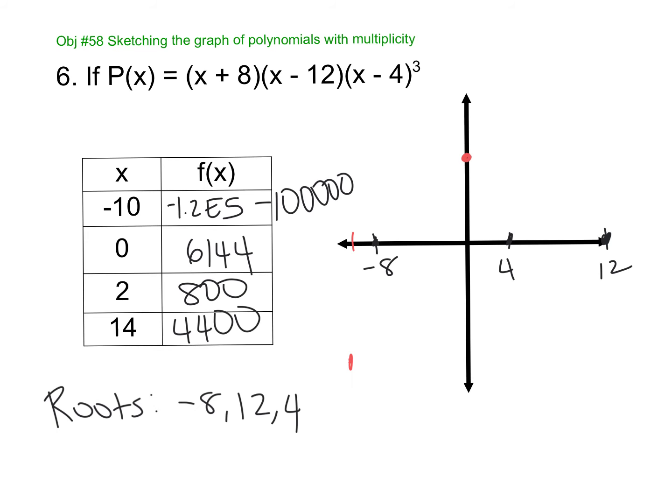2 is 800. I messed this one up again. I don't know why I put 2. It should have been like 6. Let's erase this and find 6 instead. I need a number between the 4 and the 12. 6 gives me negative 672, so we're down here. So like there. And then 12, and then 14 is up high again.